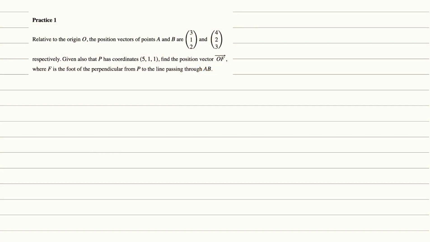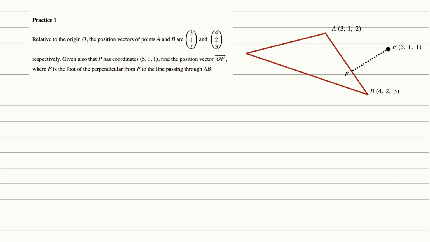Now our objective is to find the position vector OF, denoted by F, which is the foot of the perpendicular from point P to the line passing through AB. In such questions, I would recommend you to sketch the diagram, which is shown over here on the screen. In order to find the foot of the perpendicular, we will need to have two vital ingredients.